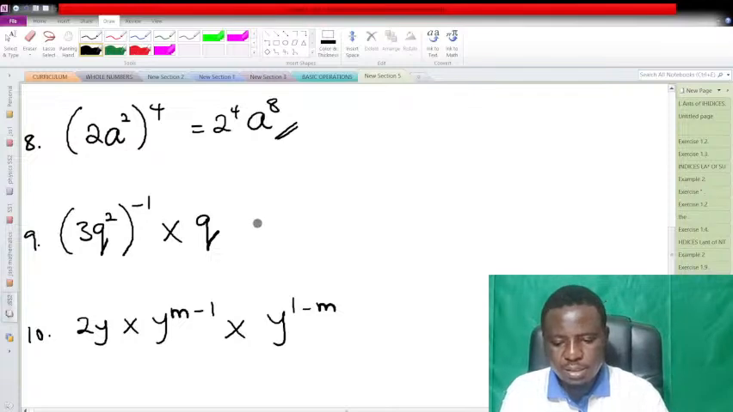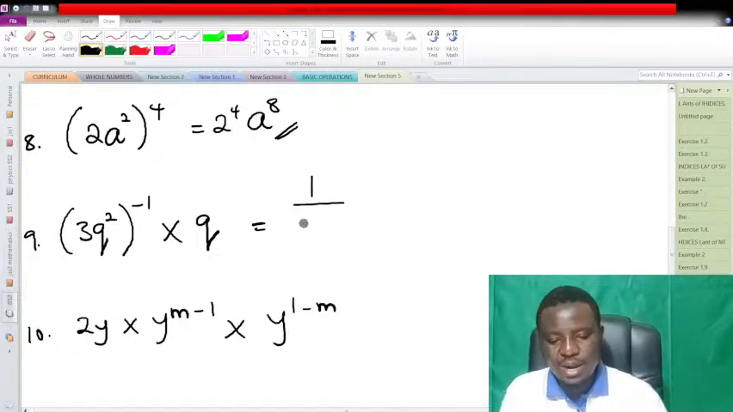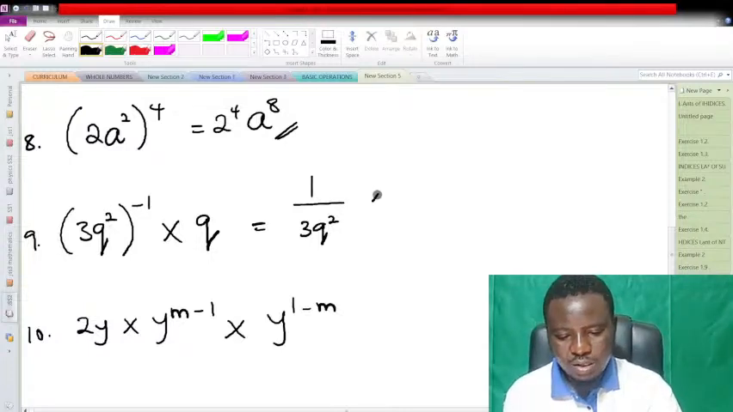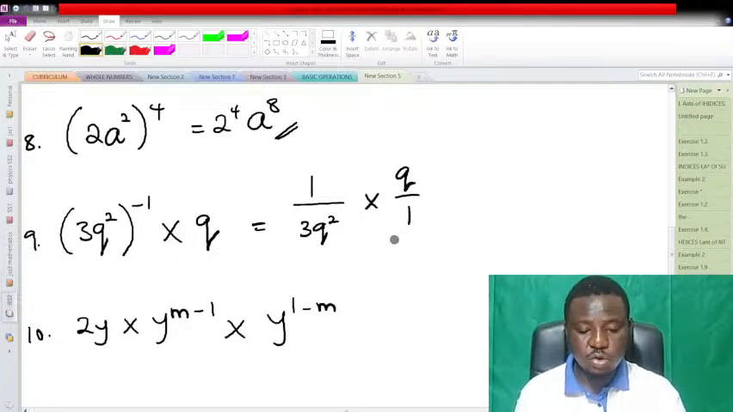Negative power, this is equal to 1 divided by the whole thing you have in that bracket, which is 1 divided by 3q squared, because that is what this bracket means. Otherwise, you would have said 1 over 3 times 1 over q squared, which is the same thing as this, okay? So, times q over 1. This q is not a fraction, okay? So, don't be deceived that you put it at the denominator, no.